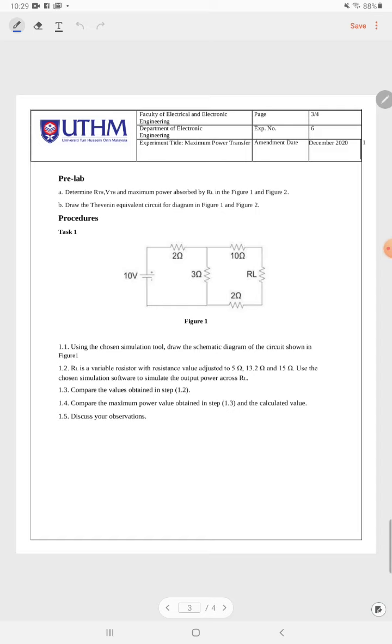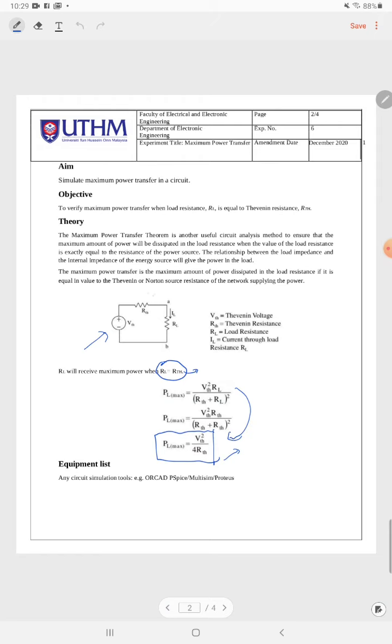Okay, so for the pre-lab, you need to determine the value of RTH, VTH, and P maximum absorbed by RL in figure 1 and figure 2. And then you need to draw the Thevenin equivalent circuit for figure 1 and figure 2. That means you need to calculate the value of RTH and VTH for figure 1 and figure 2. And then with the calculated values, you need to draw the Thevenin equivalent circuit. This is our Thevenin equivalent circuit, but you need to put in the VTH and RTH values.